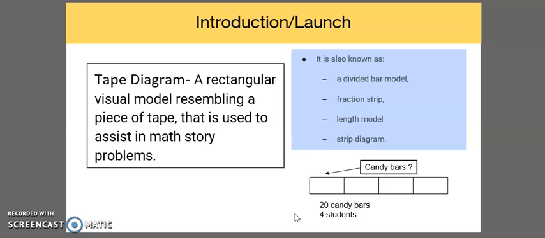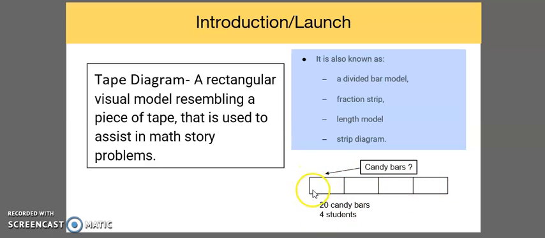It's going to include some given information. So in this example, we see that there are 20 candy bars, and then there are 4 students. Notice how there are 4 sections in this diagram indicating the 4 segments in this diagram. So 4 students, 4 sections.